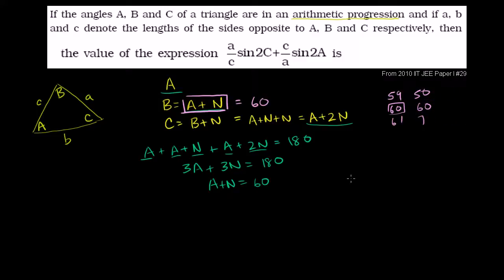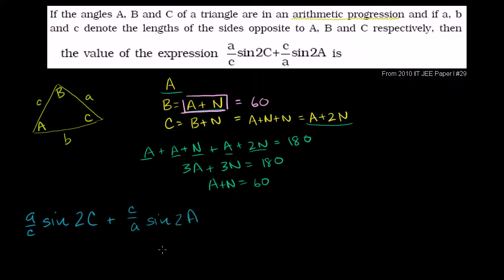So let's see what we can do with the next part of the problem. And I'm trying to save some screen real estate right over here. OK, so they want us to figure out the value of the expression a over c sine of 2C, capital C, plus c over a sine of 2A. So let me just write it down. We have a over c sine of 2 times capital C plus c over a sine of 2 times capital A. What's that going to be equal to?